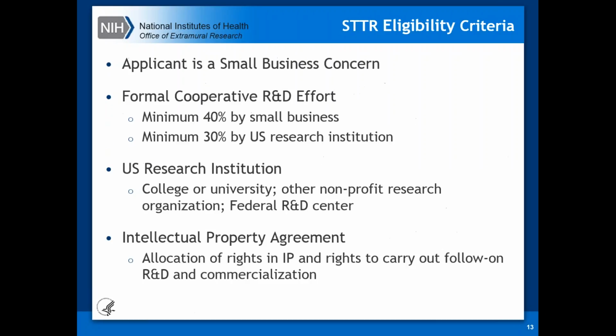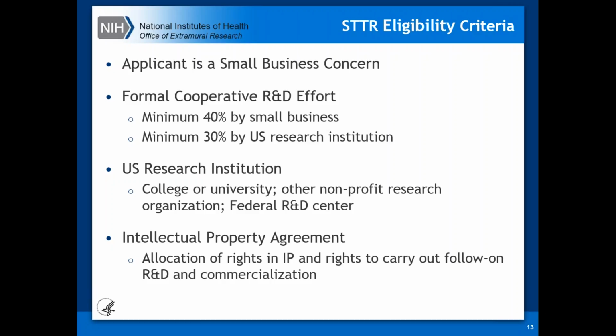Now, with respect to STTR eligibility criteria, as noted earlier, it's an application where a small business concern is working with a nonprofit research institution. However, even in this case, the applicant is the small business concern. What happens here is that there is a formal cooperative R&D effort, whereas the small business must do a minimum of 40% of the work.